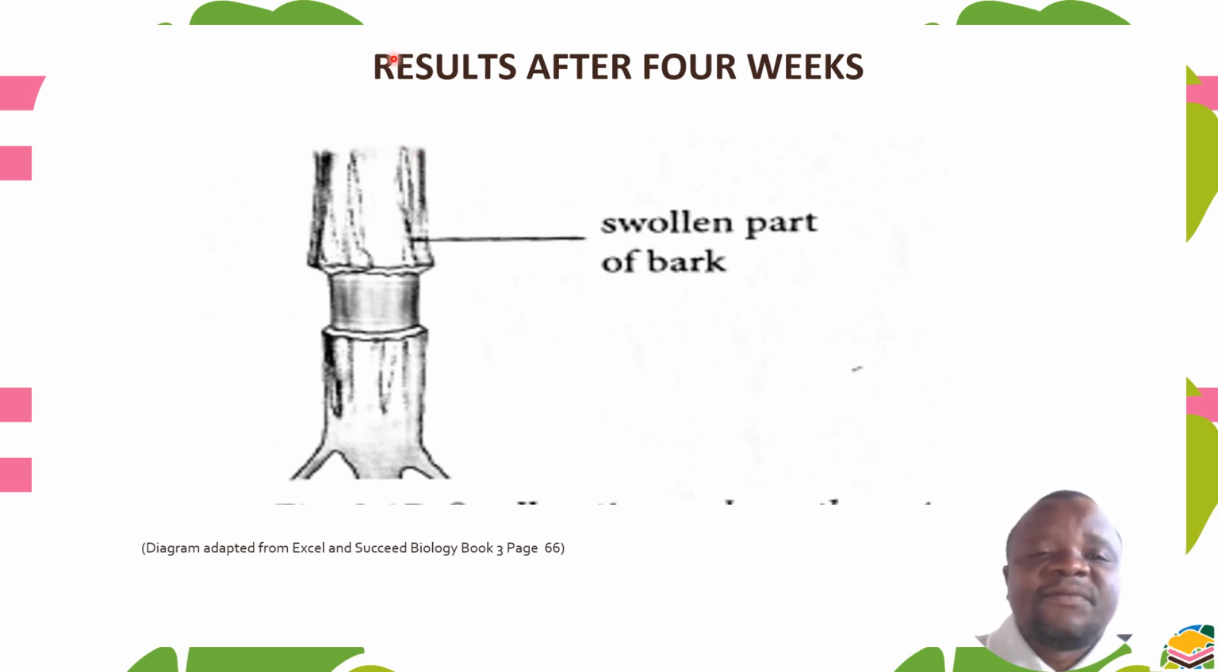What it means is, as food is made in the leaves above the stem, that food is transported and is failing to cross here because there is a ring. As a result, it starts piling up, starts gathering, starts accumulating here. As a result, this will cause this part to be swollen. So that's why here we have a swollen part of the bark. This part starts swelling up because the food is failing to cross and reach the root section here. So that's the whole essence. The diagram again has been adapted from Excel and Succeed Biology, book 3, page 66.